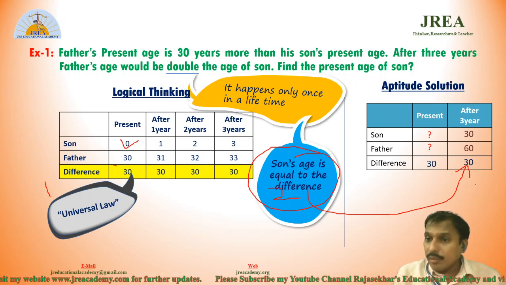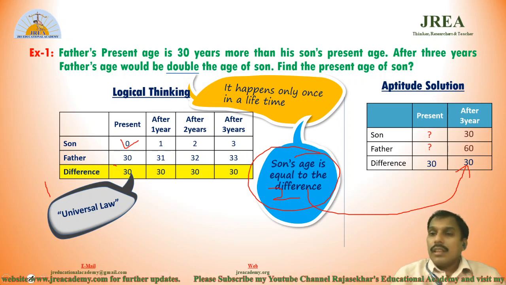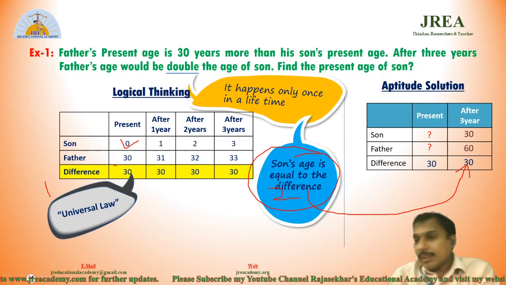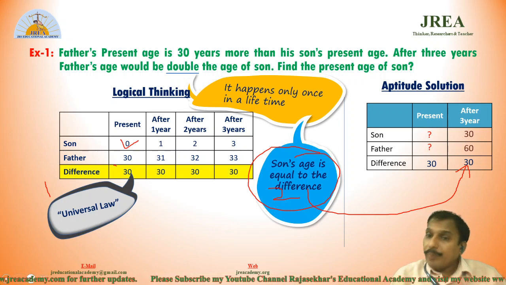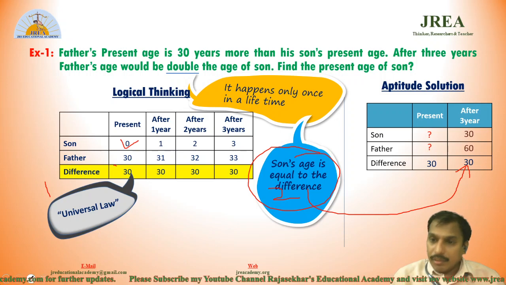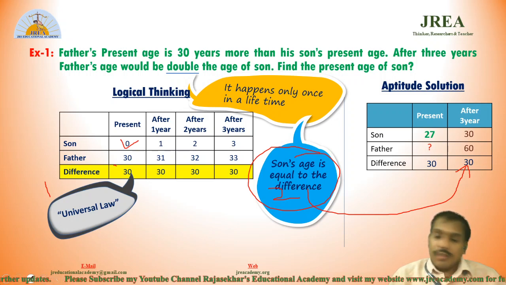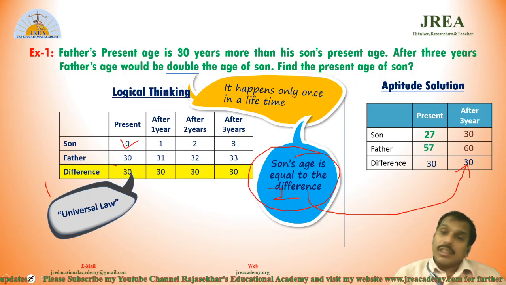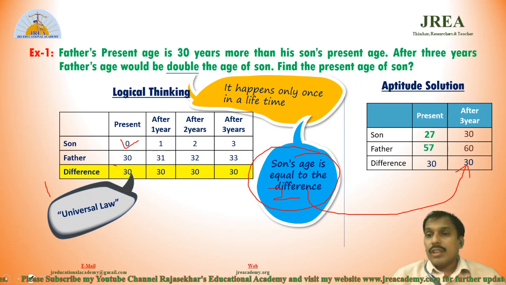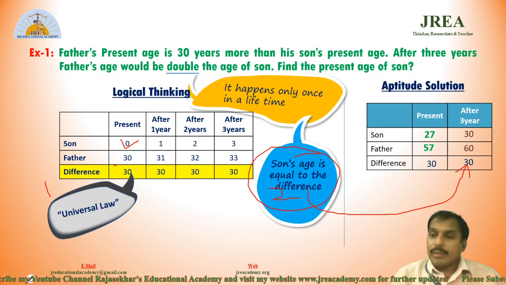That means at present how much? Simply subtract 3 years, and you will get the present age of the son. That means the son's present age is 27 years only. Then automatically father's age is 57 years. This is the solution. If you see how much it will take, it will take only 5 to 10 seconds when compared with the solution in mathematics.